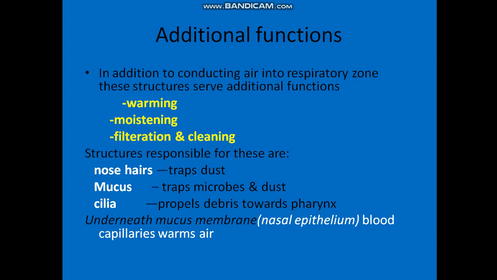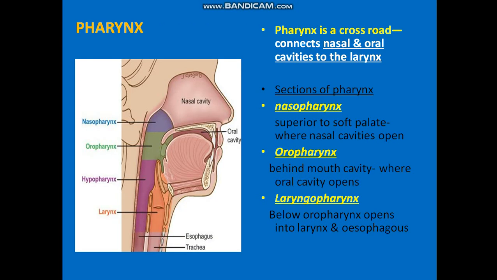Additional function of nose: as the air moves, it is warmed, moistened, filtered, and cleaned. The structures which are responsible for doing this are nose hairs, mucus, and cilia. Nose hair traps dust. Mucus secreted by nasal epithelium traps microbes and dust. Cilia propel this debris toward the pharynx. Mucus is very sticky, you may remember that. Underneath the mucous membrane, blood capillaries are responsible for warming up of air.